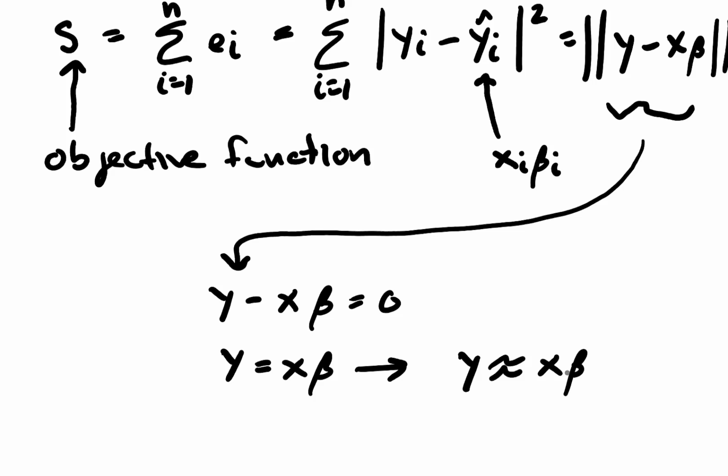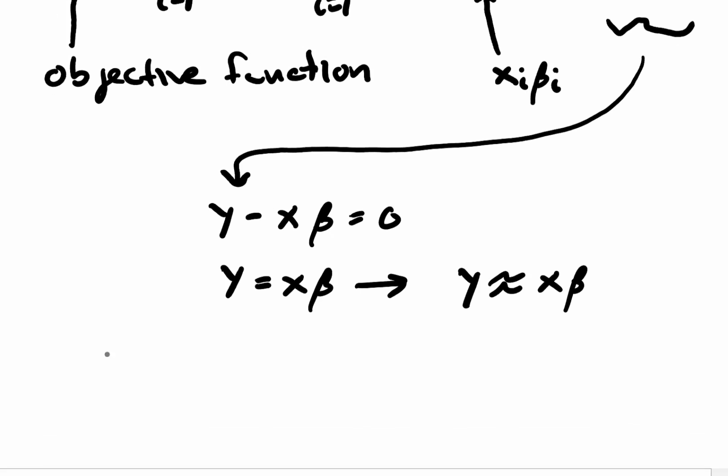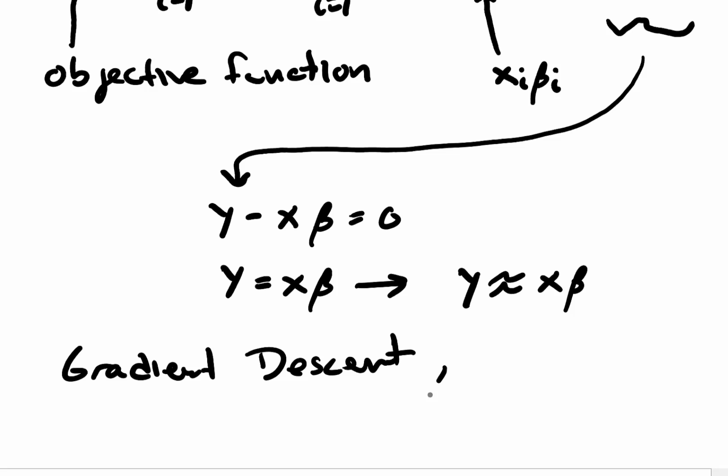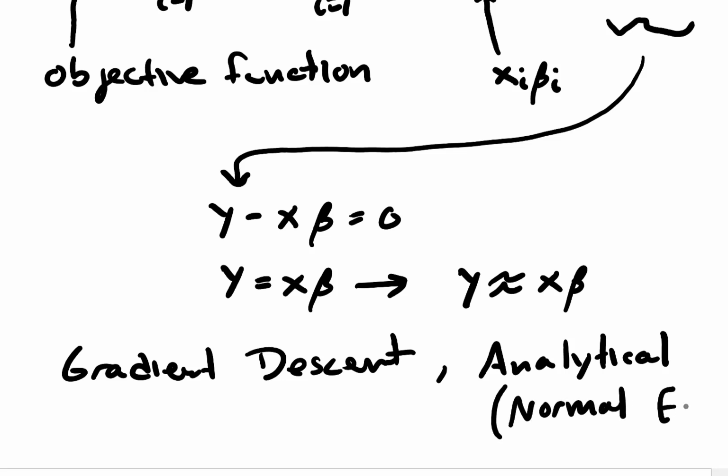And so there's a few different ways that we can solve this. The first is that we can use gradient descent, and gradient descent is an iterative solution. The other method that we can use to solve this is an analytical approach. There's actually an analytical solution to this problem, and the solution that you get is called the normal equation. I'm going to be going over gradient descent and the analytical solution in different videos.